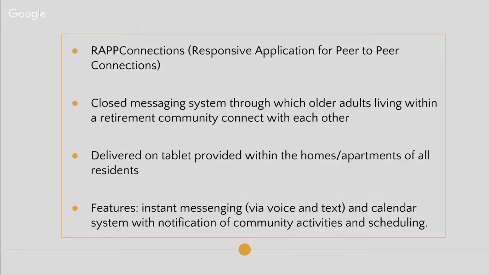And so this system is a closed messaging system through which older adults living within a retirement community can connect with each other. It's designed to enhance the lives of residents within those communities by integrating messaging technologies and fostering the creation and nurturing of social networks. It would be delivered on a tablet provided within the homes and apartments of residents. Features include things like instant messaging, and a calendar system with notification of community activities and scheduling, to facilitate both online and face-to-face social interactions.